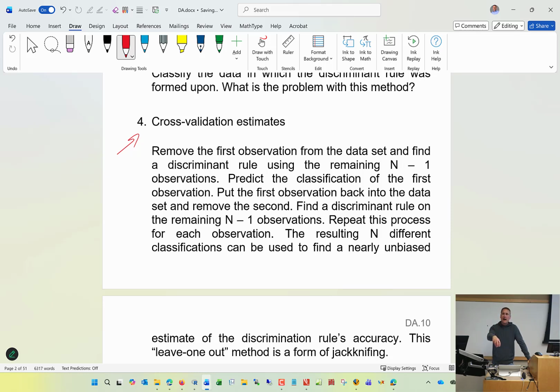Remove, let's say, observation 1 from the data set. Develop your statistical rule for prediction on the 999 observations remaining. Then go try it out on that one observation that you've taken out. Determine if you were a success or failure: did I predict correctly? Put observation number 1 back in the data set.